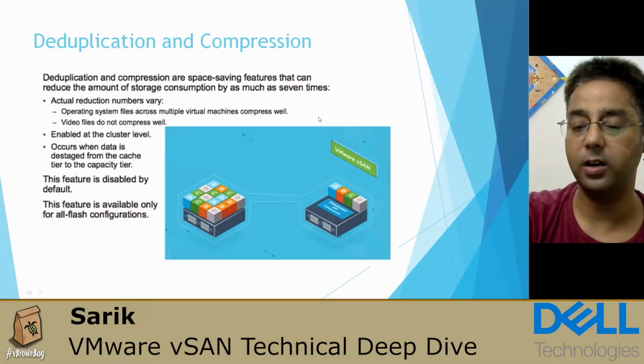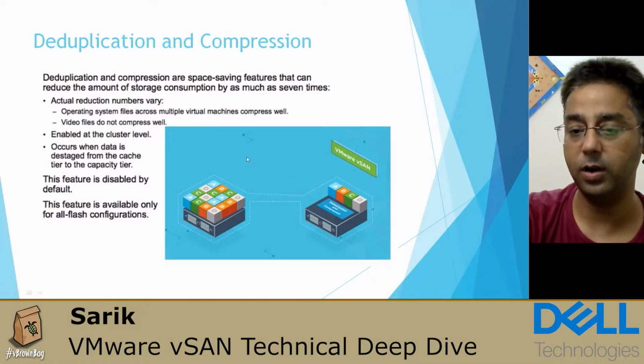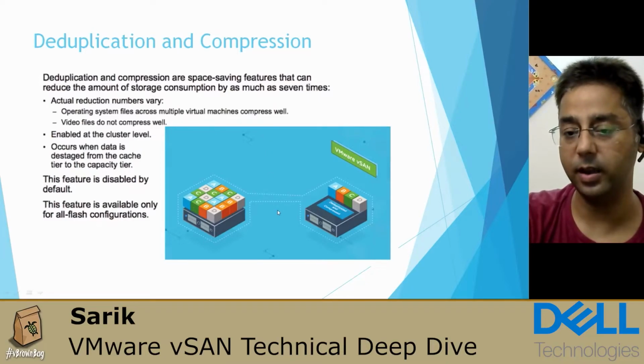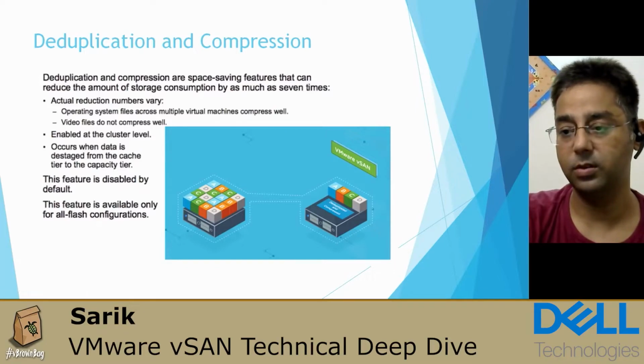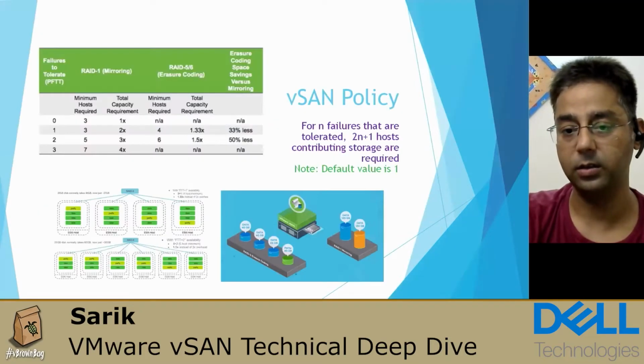We have deduplication and compression also. That option is there. In the latest version, it is enabled by default, but in previous versions it was disabled, so we need to enable it manually. If we use deduplication and compression on top of the vSAN datastore, it will compress the data and save space, as much as 7 times in comparison with other file systems or other kinds of storage providers.